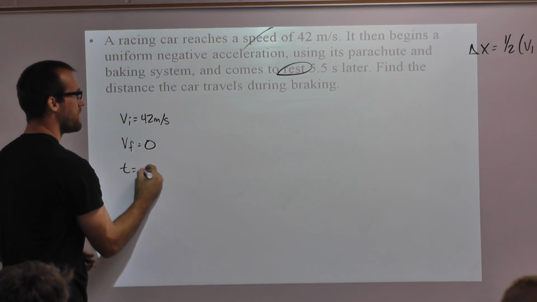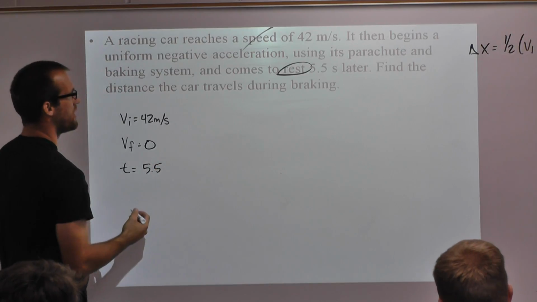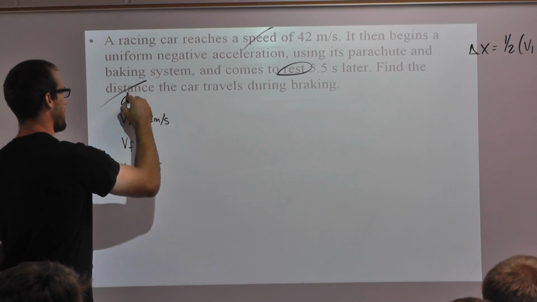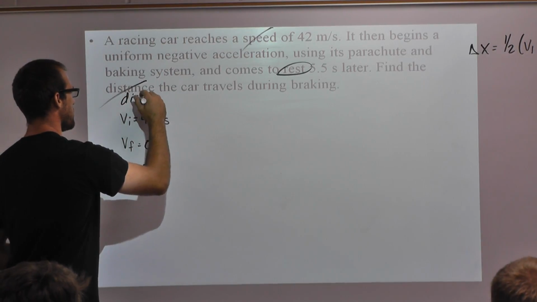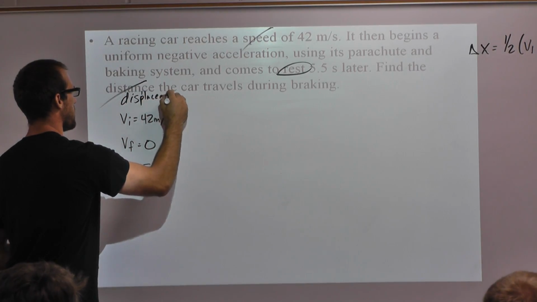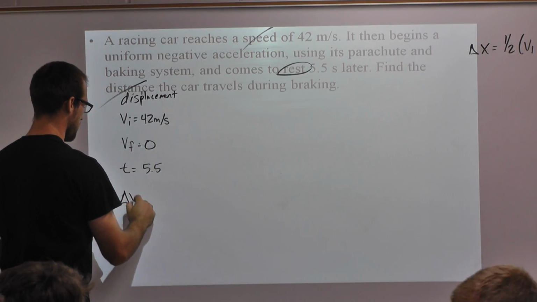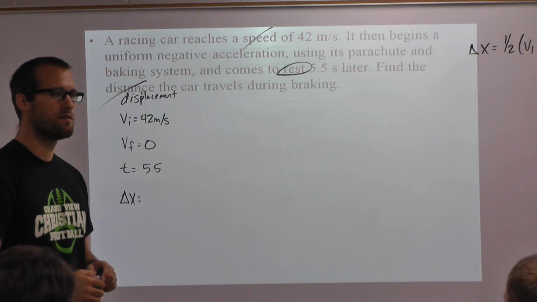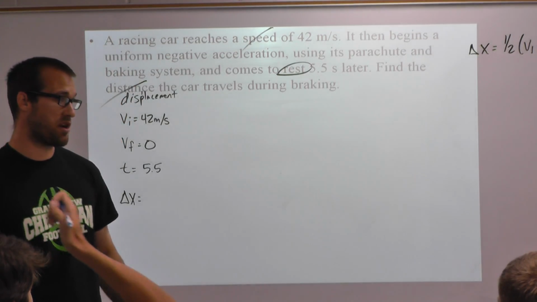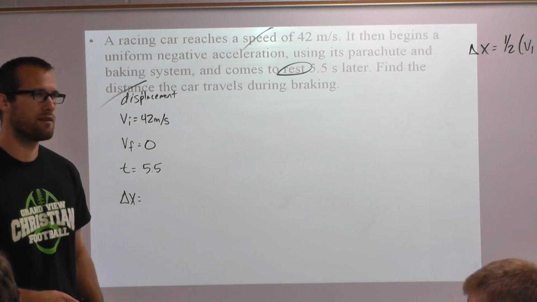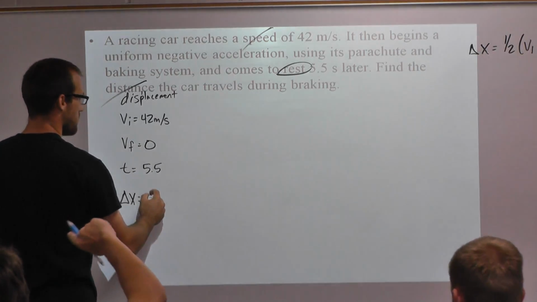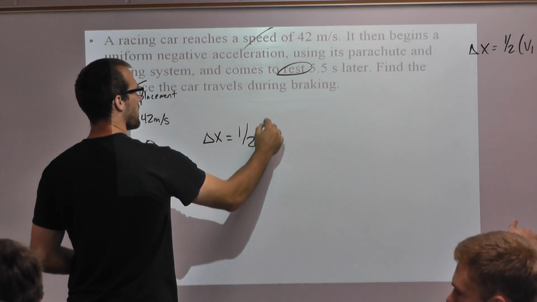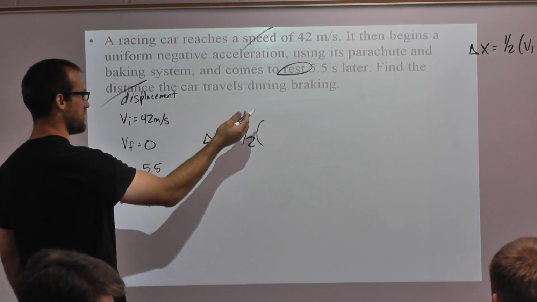Your time is 5.5 and it wants to know what? The distance. So this should say displacement. Again, this is bad. It's all supposed to be displacement. Well, you know what should be correct, fix it. Okay, adding a 0 in there doesn't do anything.